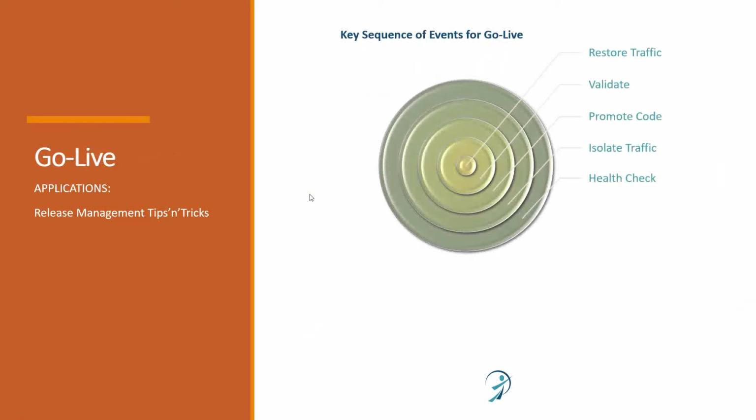Assuming you haven't leveraged an automation tool for your go live, here are a key sequence of events to go through. Start with a health check, followed by isolating the traffic, then promoting the code. Once it's promoted, validate it with the QA team, and then, upon success, restore the traffic. If there was a problem, be sure to put it in an incident report. Otherwise, release management will not let you go again without that being addressed.